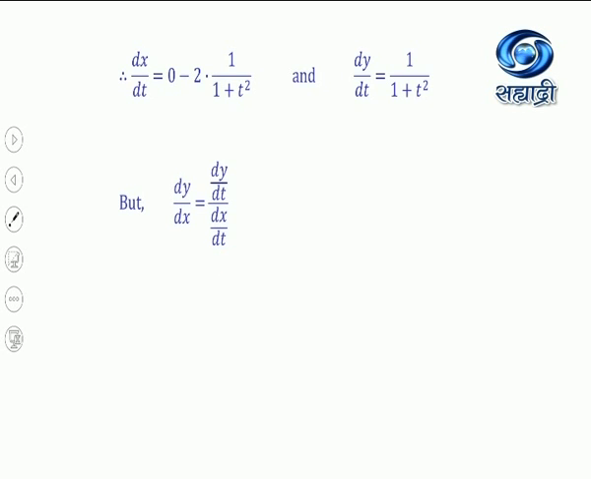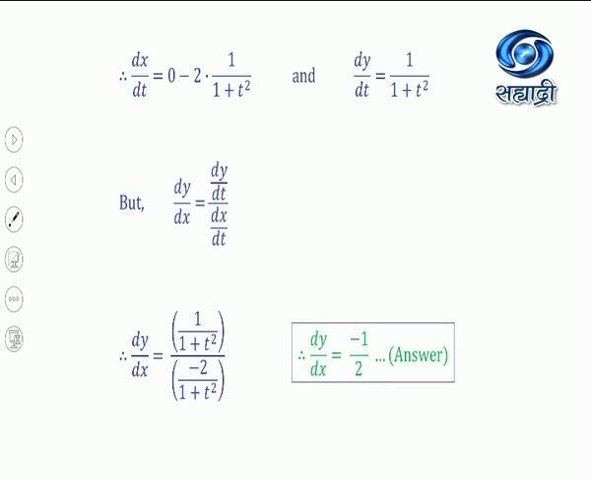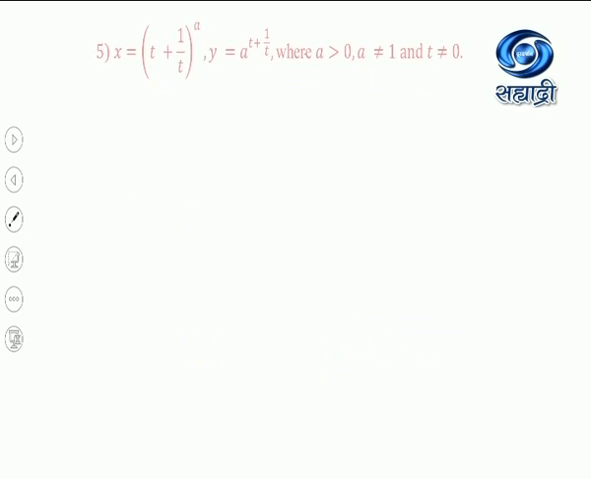Now see here, our next step is dy by dx equal to dy by dt upon dx by dt. Now we substitute the values here, 1 upon 1 plus t square, that is dy by dt. Now dx by dt equal to minus 2 upon 1 plus t square. Now here the denominators are the same, they get cancelled, and now what we get? Here we get 1 by minus 2, that is minus 1 upon 2. Now this is our required answer.